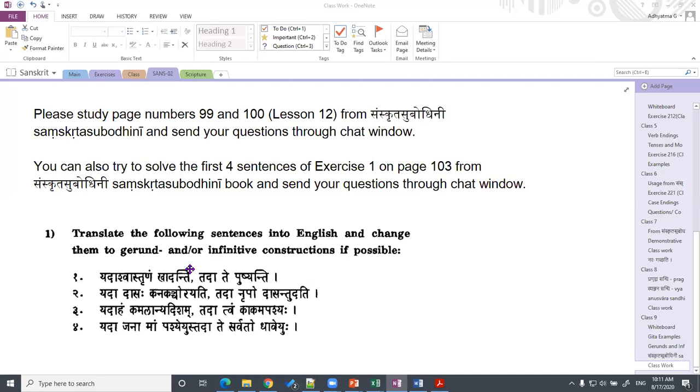There is a statement here, Dasaha Kankam Choraitva Nupo Dasam Tudati. That is not allowed here because the agents are different. The servant having stolen the gold, the king punishes the servant. But here the punishment is done by the king and the stealing is done by the servant. Both are different persons. It has to be the same person who does both the actions. So let me touch base upon this particular aspect a little bit.